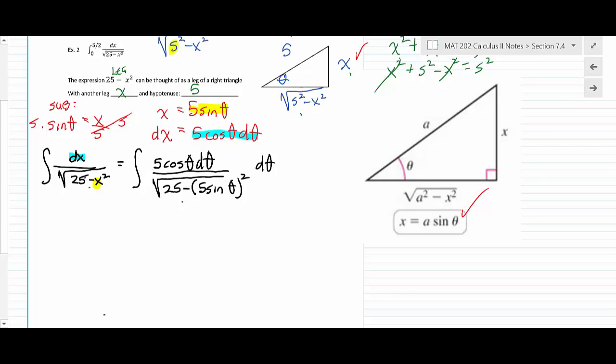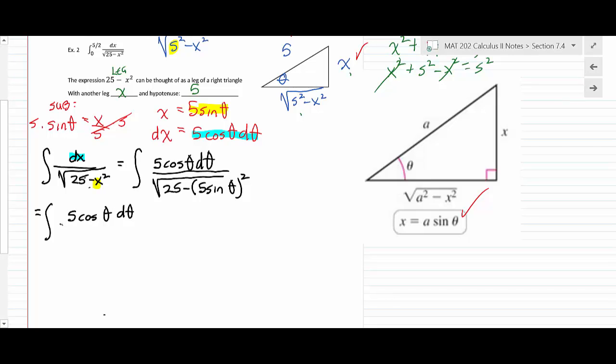Now, here's the reason this works. Once you start practicing these problems, you'll begin to see why this works. So I'm going to have 5 cosine theta d theta. And I put an extra d theta in there too. So I got d theta d theta. Okay, that's not good.